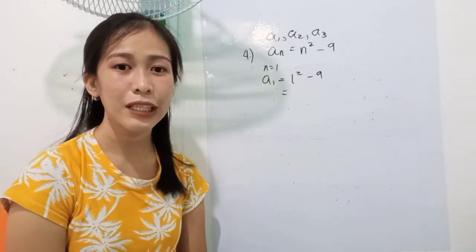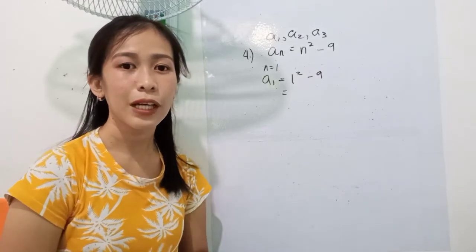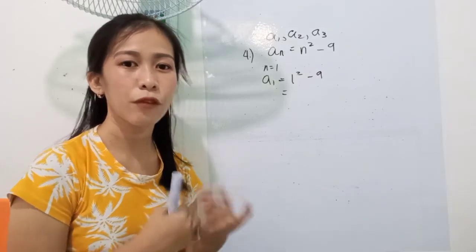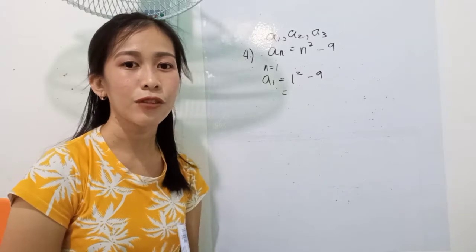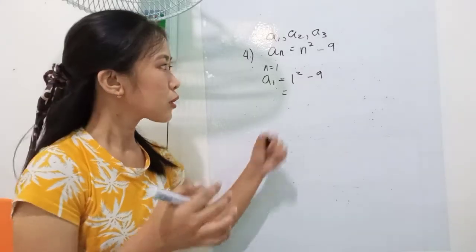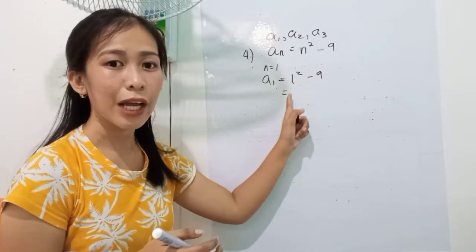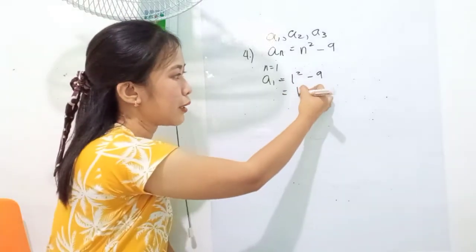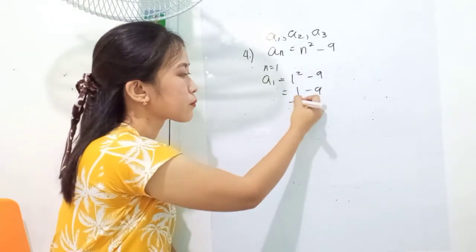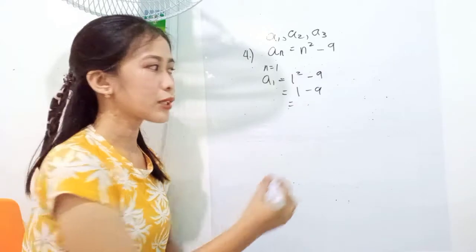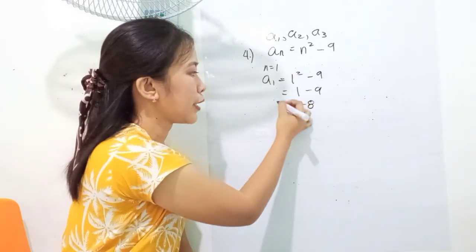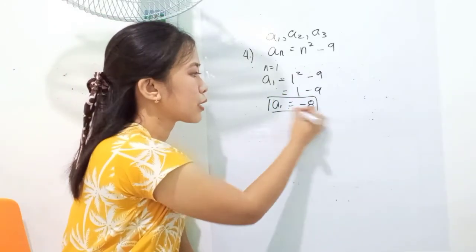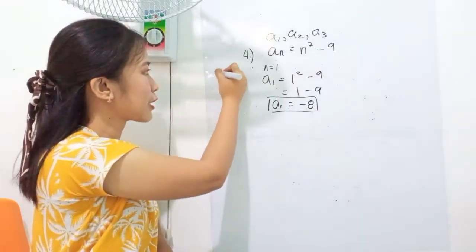And marami pa din yung nalilito sa inyo about it. Kaya nga, palagi ko siyang pinapaalala sa mga videos ko na napapadaanan ko ng mga exponent. Okay? So, we have 1 raised to 2. 1 times 1 is equal to 1. And then, minus 9. 1 minus 9 is, of course, negative 8. Therefore, our a sub 1 is negative 8. So, lagay na lang natin siya dito.